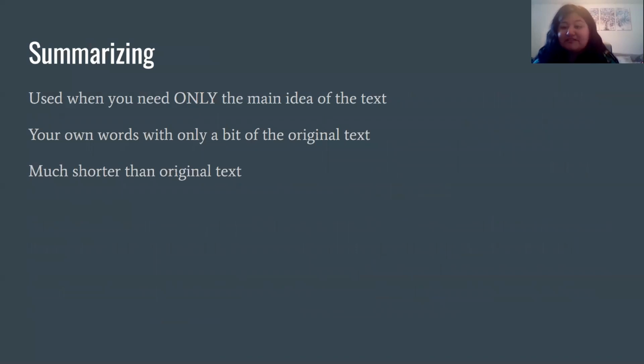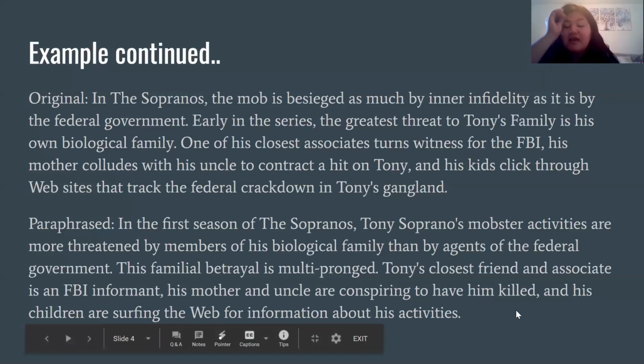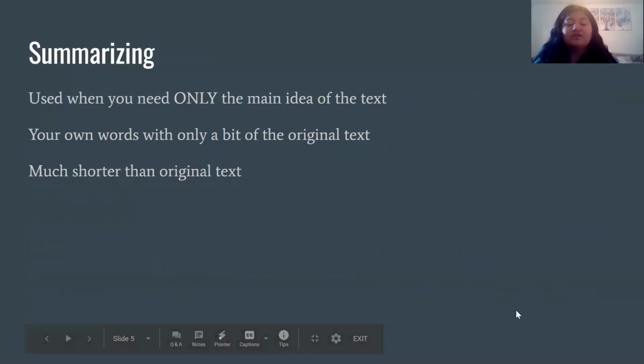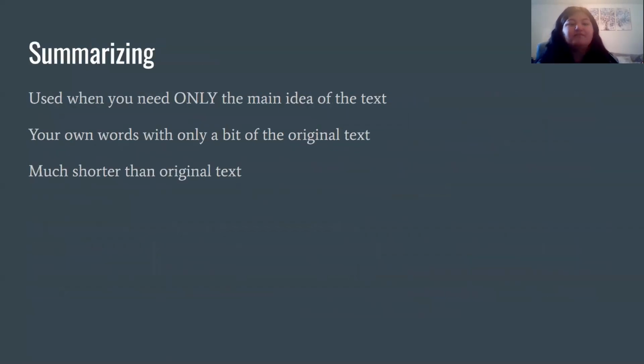Now, summarizing. Summarizing is used when you need only the main idea of the text. As you can see here, everything stated in the original is stated in the paraphrased version. But when we are talking about summarizing, it's only the main idea of the text. So it is, again, your own words, but only a bit of the original text. And it's much shorter than what you would find in the original text. So this would not be that long.